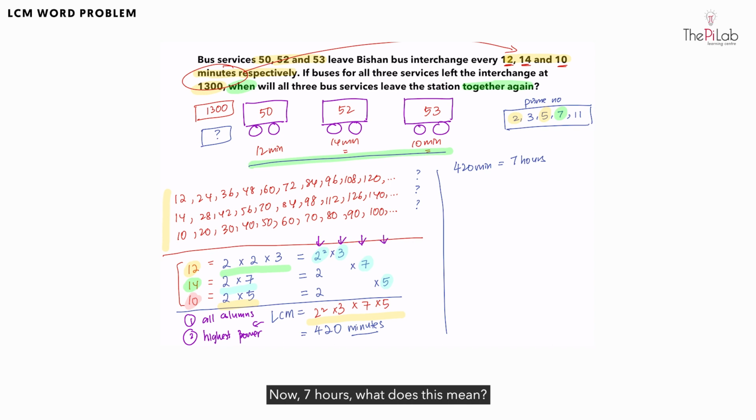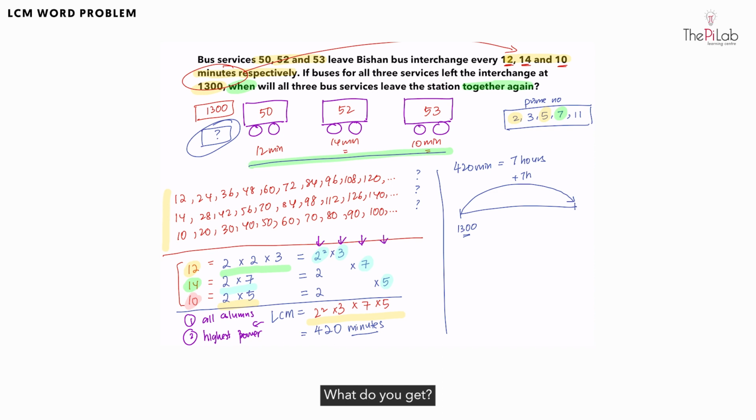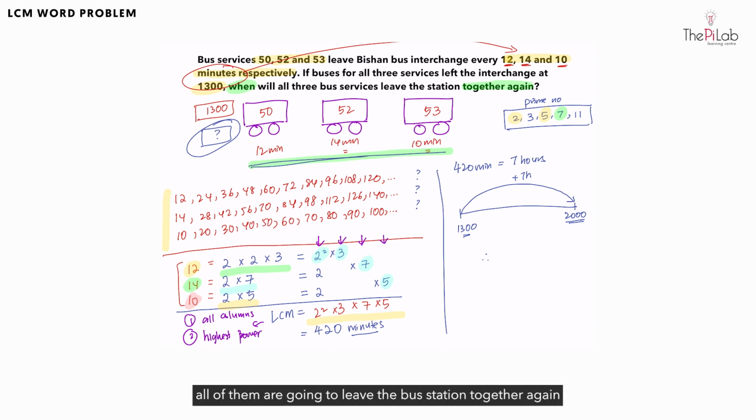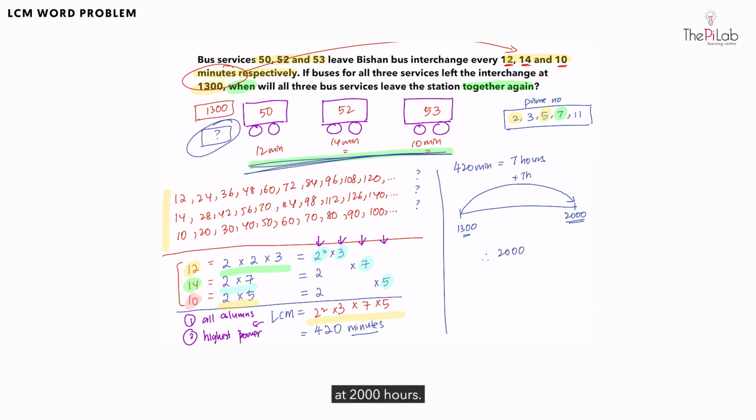Now, 7 hours, what does this mean? This means that if all bus services, all 3 of them, leave at 1300 hours, the future timing is going to be 7 hours later. So draw a timeline like this, and then find what is 7 hours after 1300 hours. What do you get? That's right, everyone should get 2000 hours. So the final answer over here is that all of the 3 bus services, okay, all of them are going to leave the bus station together again at 2000 hours. Is that clear?